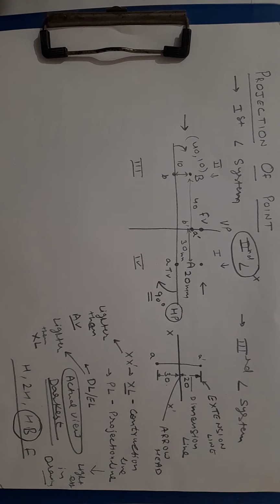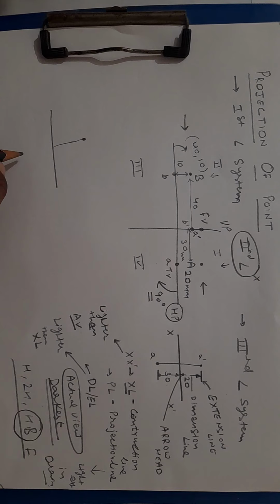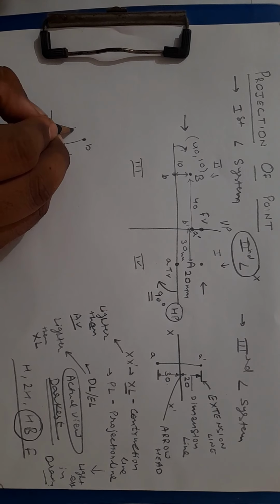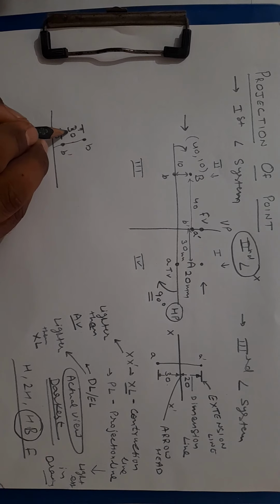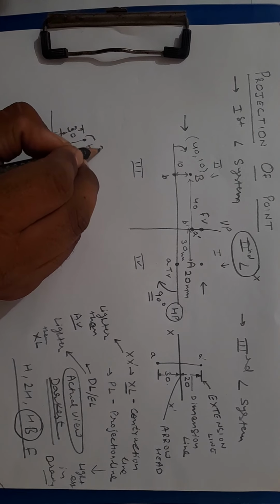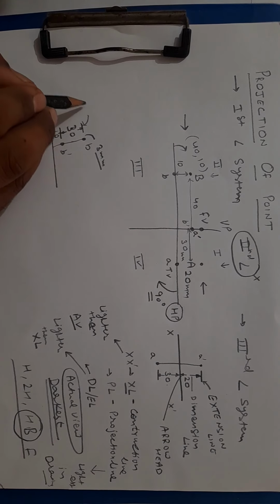When it moves like this, the view will be here as B 40 and here as B dash 10, and total 40. Here we can write 30. Here we are also plotting extension line and arrows.